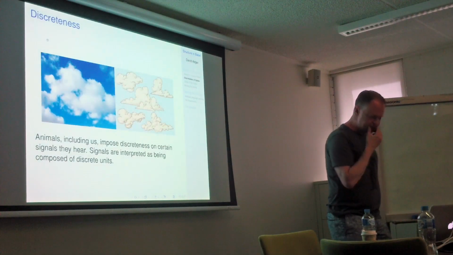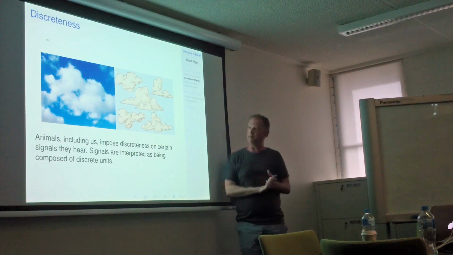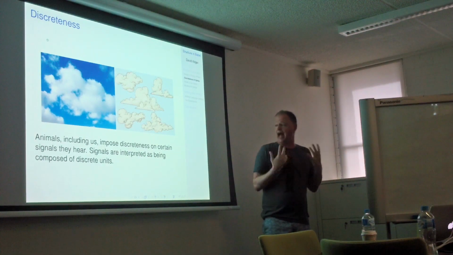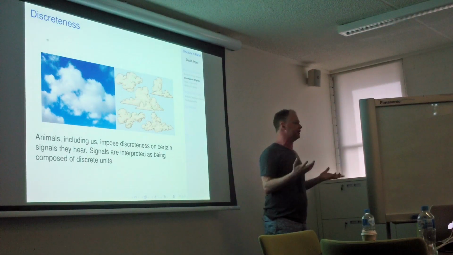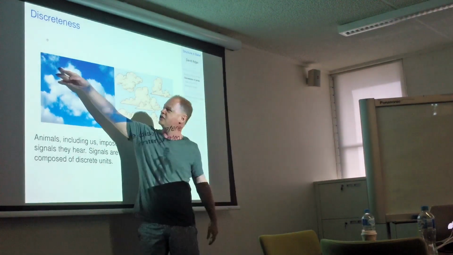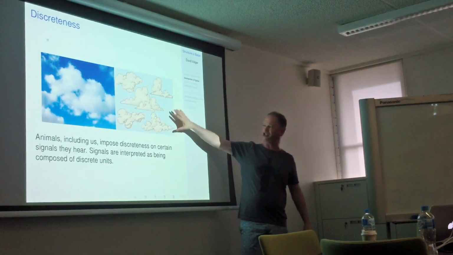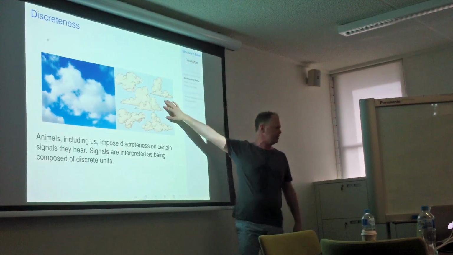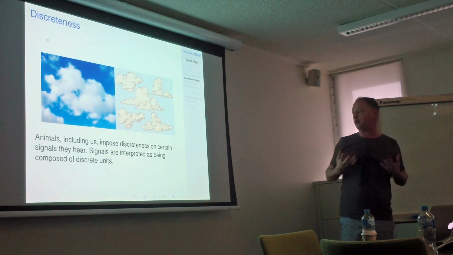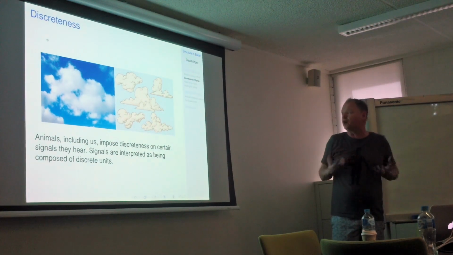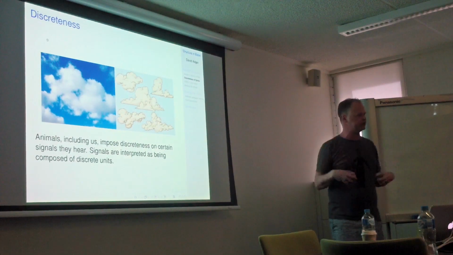Okay, discreteness. This might be familiar to many of you, but I'll run through it anyway. Animals, including us, impose discreteness on certain signals we hear. So we've got fluffy clouds here. It's hard to know where one stops and one starts. And here we've got a discrete drawing of a bunch of clouds. This is in our brain. This is in reality. Generally we interpret the experiences that come into us, which are continuous, in terms of discrete elements.